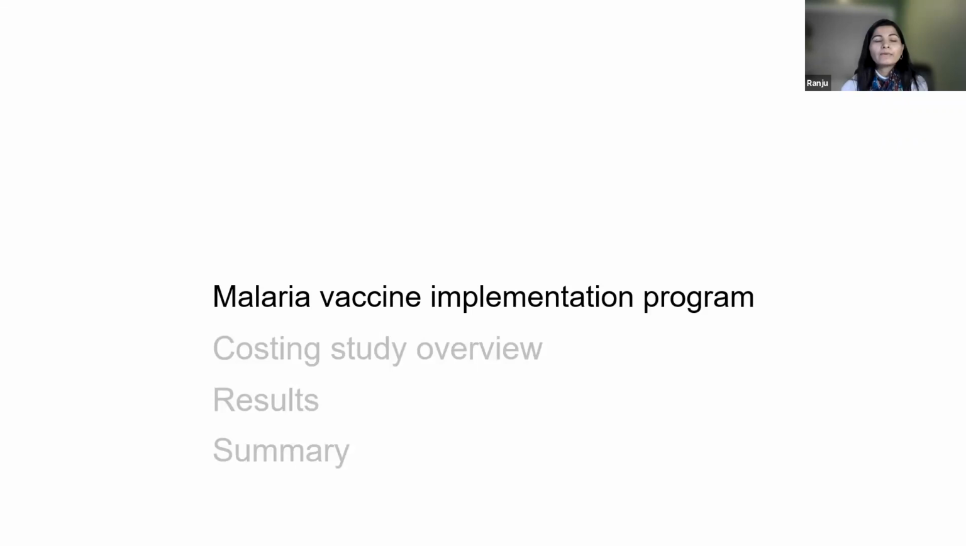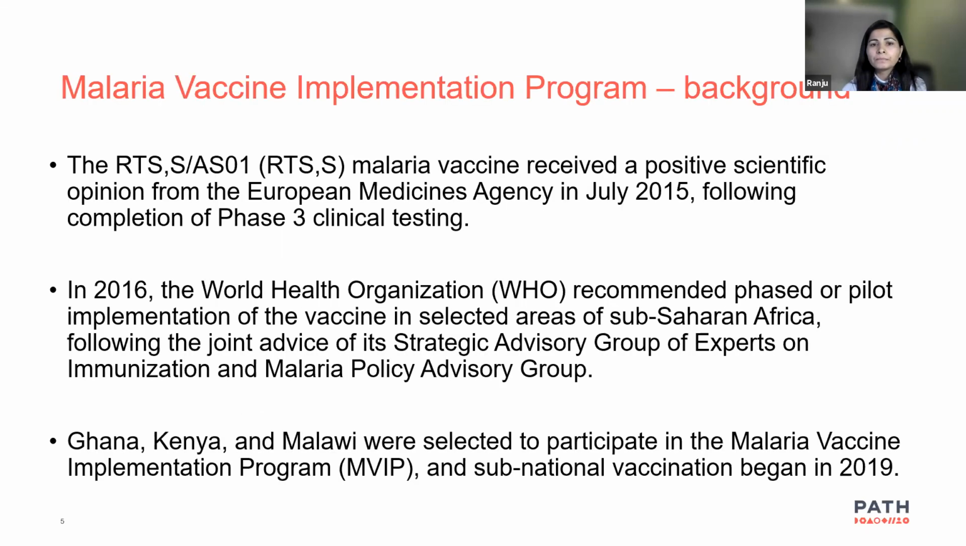So first, the background on the malaria vaccine implementation program. The RTS,S malaria vaccine was developed over the last 3 decades, with its discovery back in the early 1980s, after which followed many years of clinical trials and testing. Specifically, between 2009 and 2014, RTS,S underwent rigorous testing through the large-scale phase 3 trial in 7 African countries. Following the completion of that phase 3 clinical trial in 2015, the vaccine received a positive scientific opinion from the EMA, the European Medicines Agency.